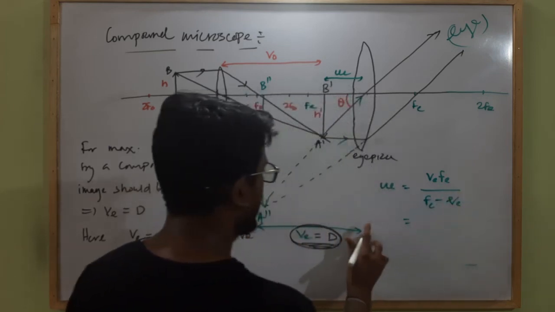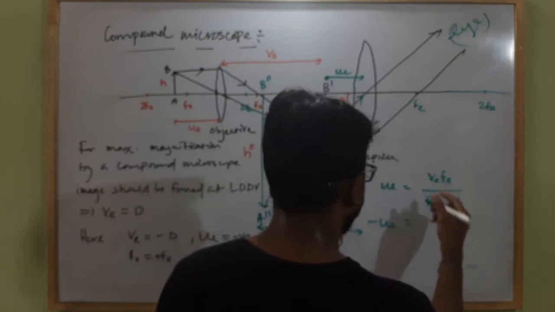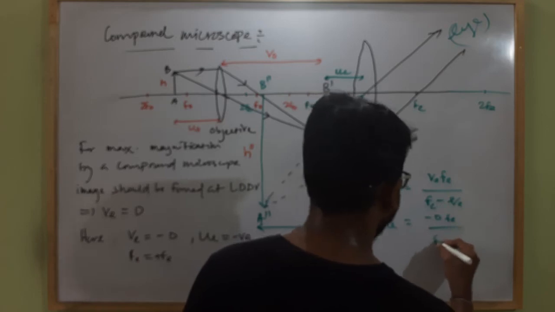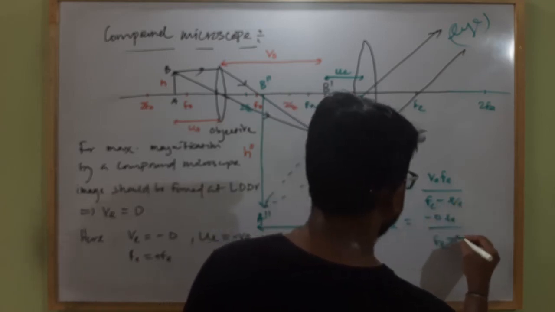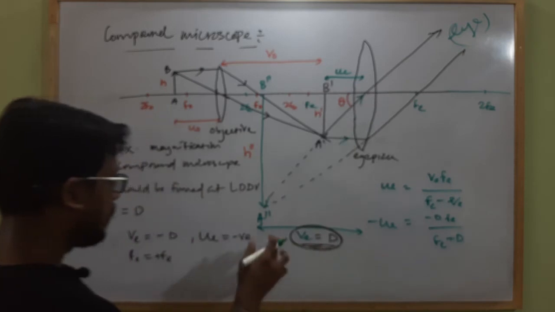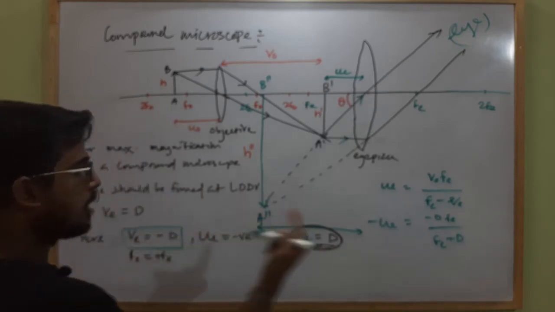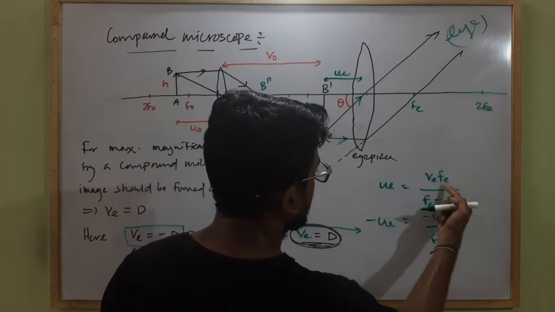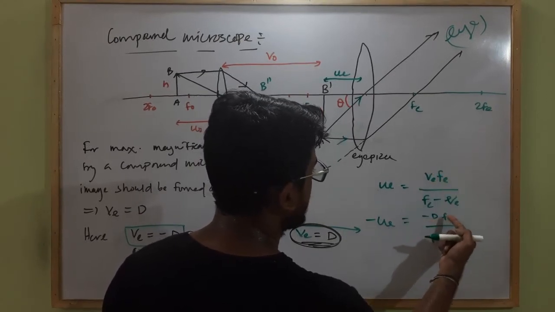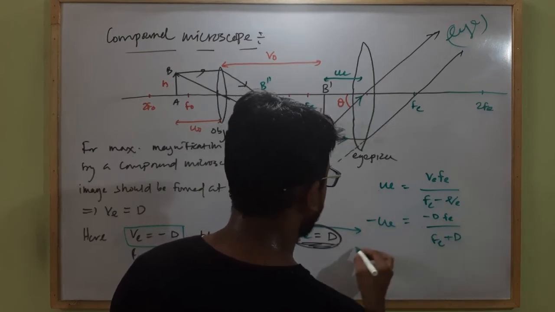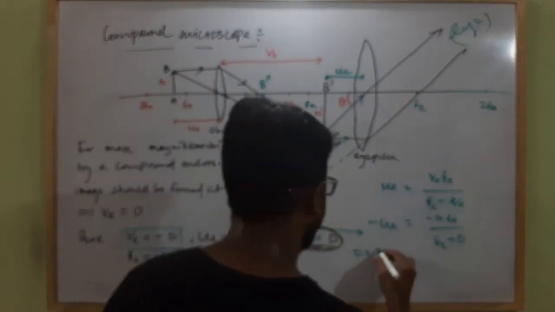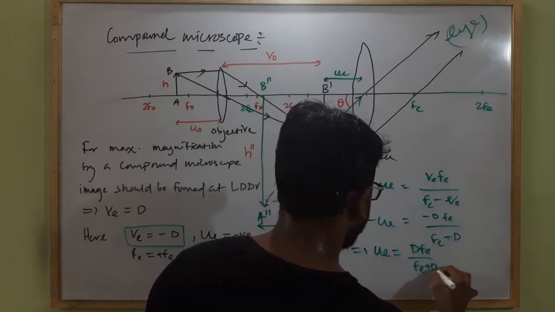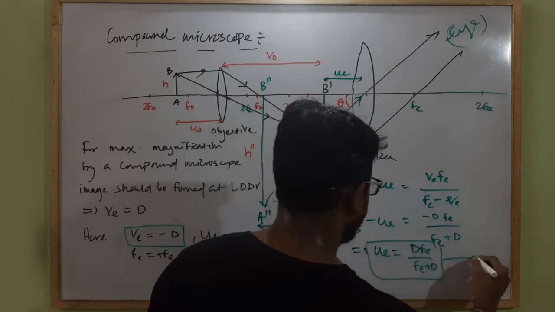So this implies we will get how much? Minus UE equal to VE is negative, minus D into FE divided by FE is positive, minus VE equal to minus, plus D. Clear? Because VE equal to how much? Minus D. So FE minus VE is equal to FE minus of minus D equal to plus D. Here FE is positive, VE is minus D, so minus D into FE by FE plus D, which will be minus UE, because UE is also negative. So this implies you will get UE equal to how much? D into FE by FE plus D. Clear?